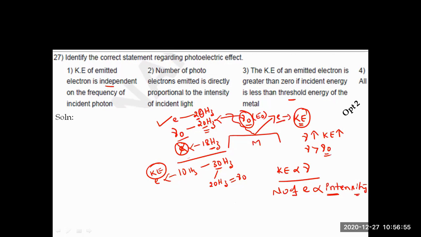Wrong, sir. Go to number 2. The number of photoelectrons emitted is directly proportional to the intensity of the incident radiation. Right or wrong? Correct, sir. Correct. The kinetic energy of an emitted electron is greater than 0 if incident energy is less than threshold energy. Is it possible at all? If the incident energy is less than the threshold energy, the electron is not removed at all. Forget about kinetic energy there. Not possible. So which is correct? Option 2. That's all.